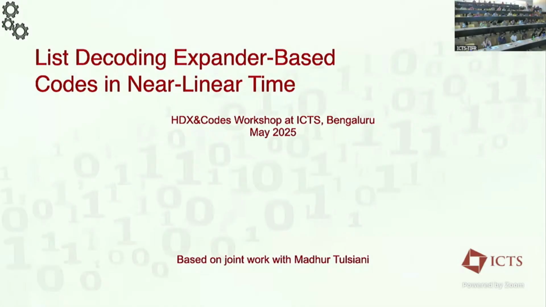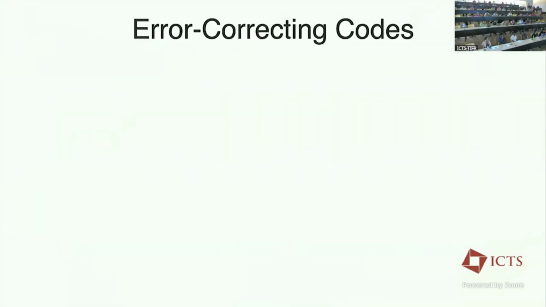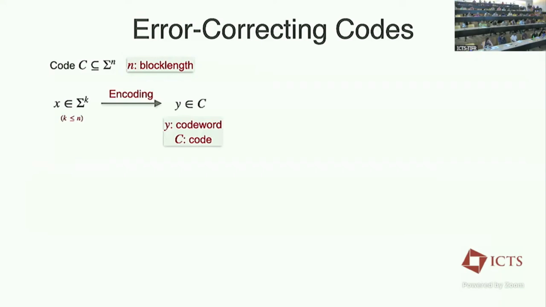So yeah, I'll be continuing talking about this. I'll repeat a lot of the motivation that Madhur said, but I'll try to be a little faster about it. Just the obligatory error correcting code slide. A code is just a subset of sigma to the n for some finite alphabet. We think of it as encoding some message, which is a k-length string, into an n-length string.